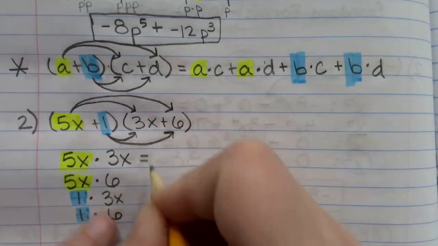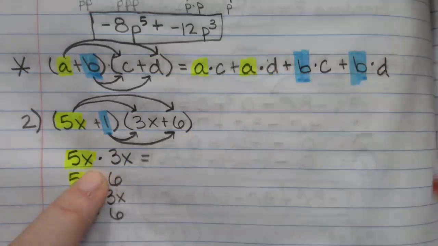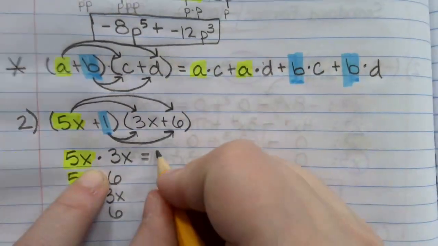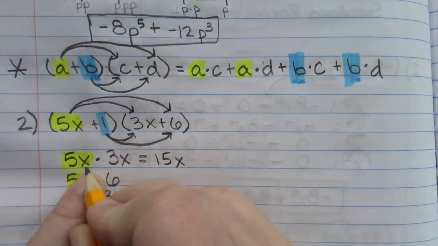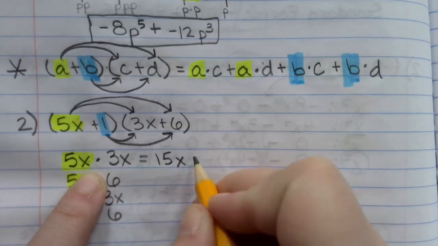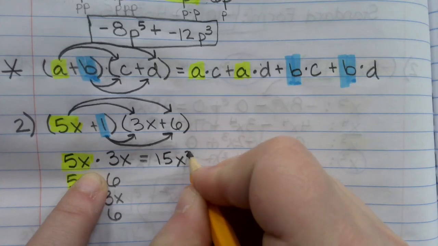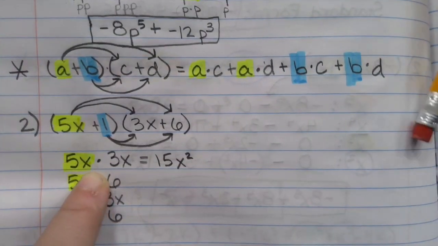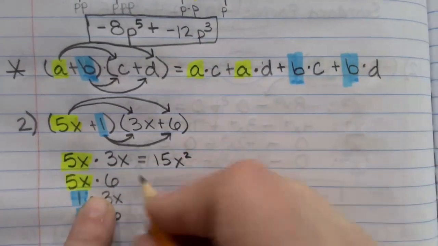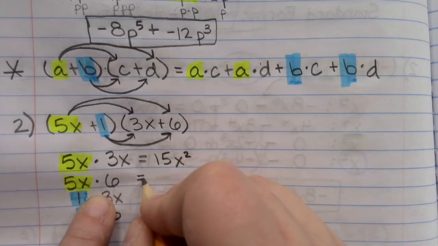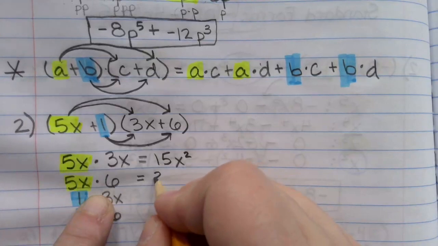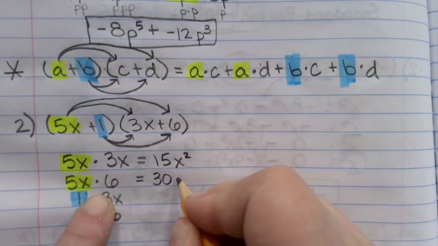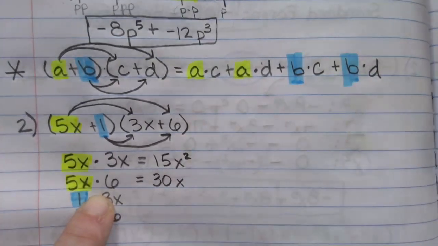Alright, so on this first one here, what is 5 times 3? 15. And how many x's would I end up with? I have an x and an x, so that'd be x to the second power. Good. Alright, 5x times 6. So 5 times 6, 30. And how many x's in that problem? Just an x. Good. Just one x.